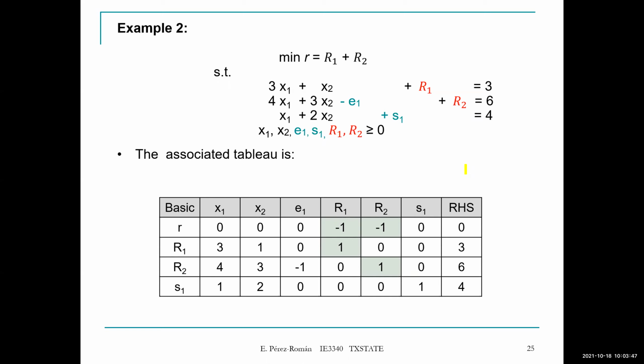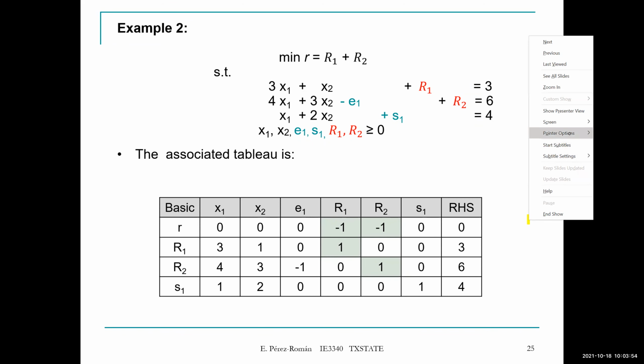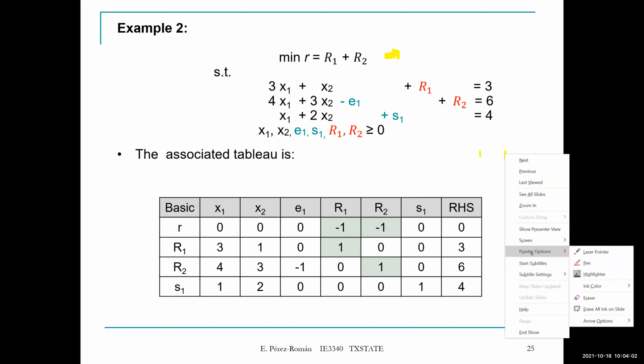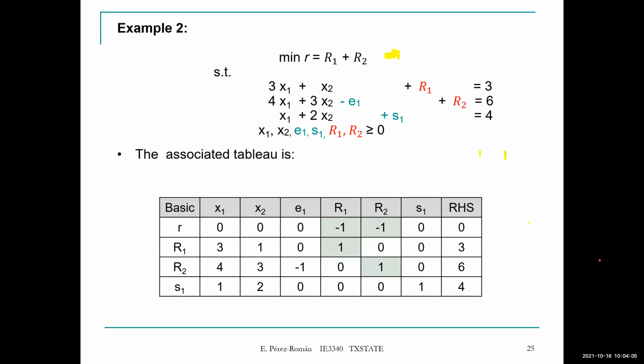Again, when you set up your objective function, you're moving everything to the left before setting up the Tableau. So we have R minus r1 minus r2 equals 0. So that's why this is negative and this is negative.